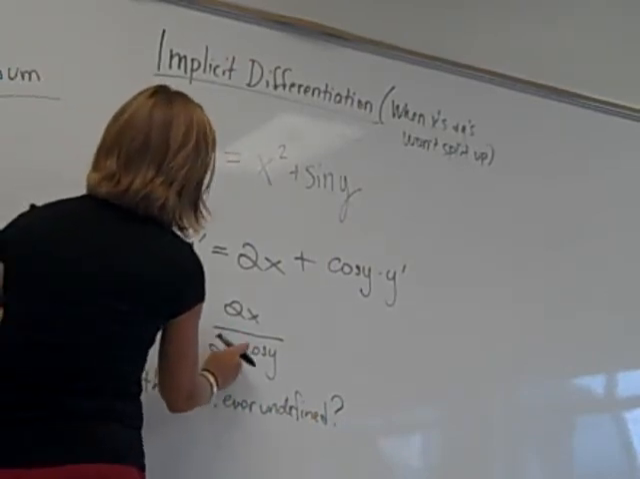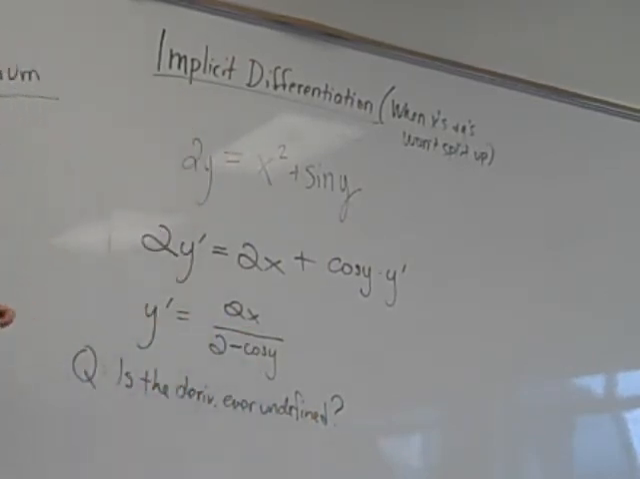Because I'm wrong. Minus. Okay, sorry. 2x over 2 minus cosine y.